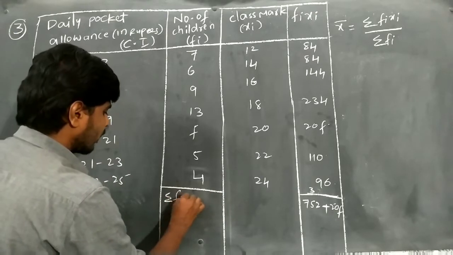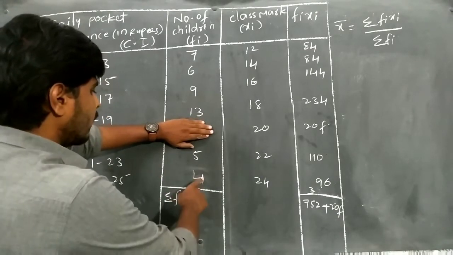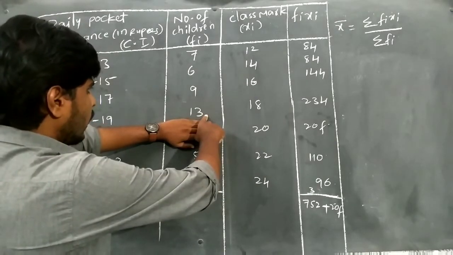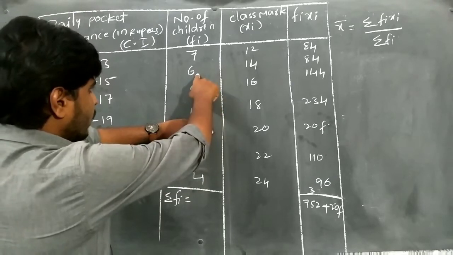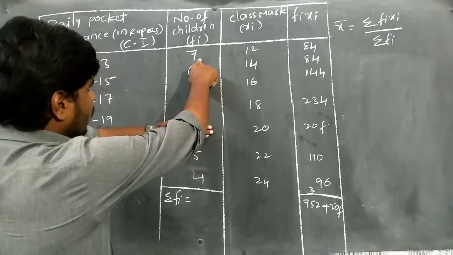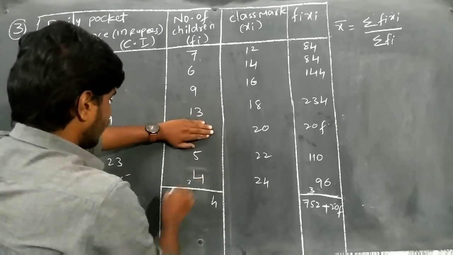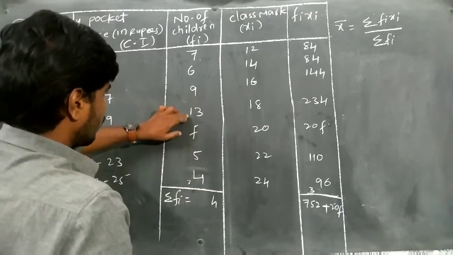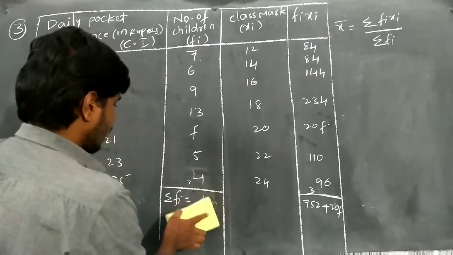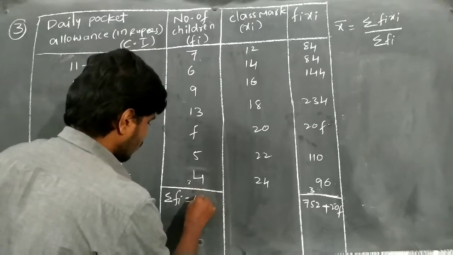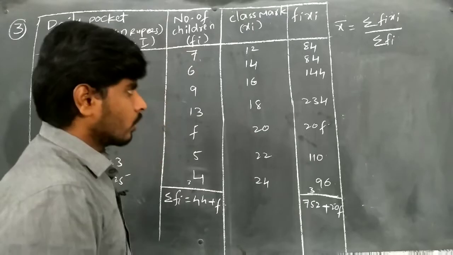Sigma fi is equal to, so we have to keep aside this 9, 12, 12 plus 9 is 21, 21 plus 7 is 34 plus... 34 plus 10, it is 44, 3 carry, 3 plus 1, 4. So 44, and this f is as it is, it means 44 plus f.